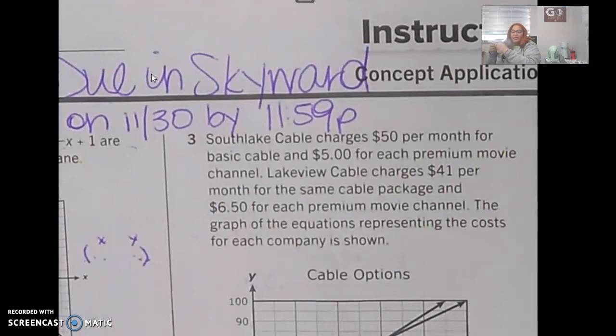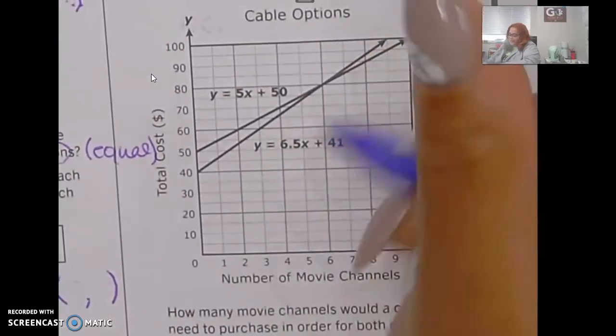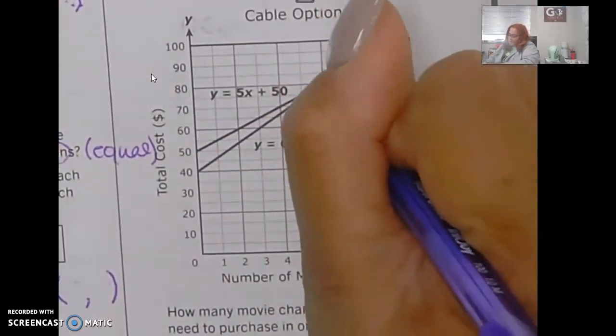It says the South Lake Cable charges $50 per month for basic cable and $5 for each premium movie channel. And then Lakeview Cable charges $41 per month for the same cable package and $6.50 for each premium movie channel. The graph of the equations representing the costs for each company is shown. So I need to look at where they intersect. So I run 6, jump 80.